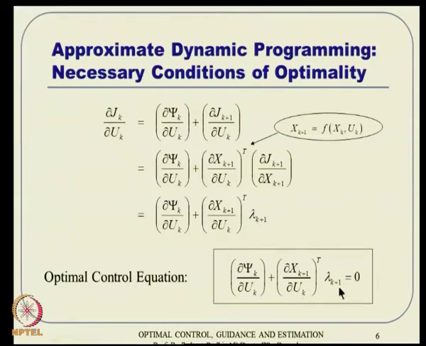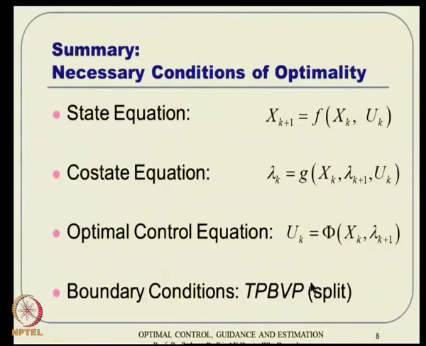Remember, this is the equation. If I solve for uk from here, ultimately this is going to be a function of xk and lambda k plus 1 actually. Remember, xk plus 1 will be substituted by that f of xk uk. So, that means what you get here is just a function of xk uk only basically. So, ultimately this optimal control equation can be written something like that.